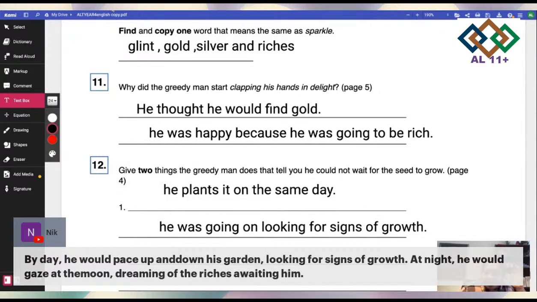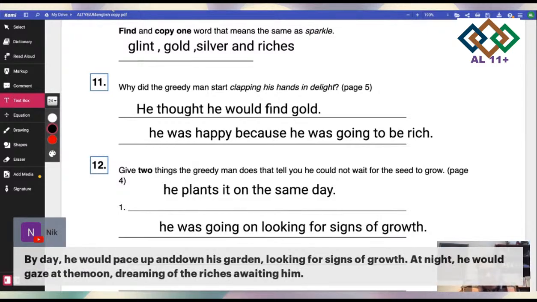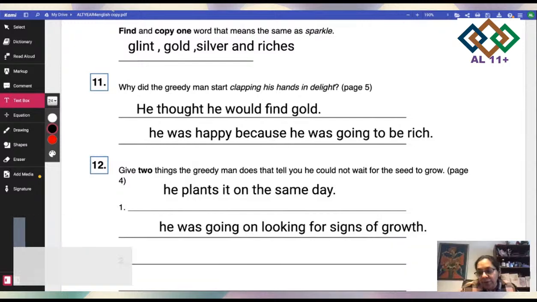By the day, he would pace up and down in the garden looking for signs of growth. I'm just putting some of your answers on the top. He was going up and down because he just wanted it to grow as quickly as possible, because he wants to get rich really soon.